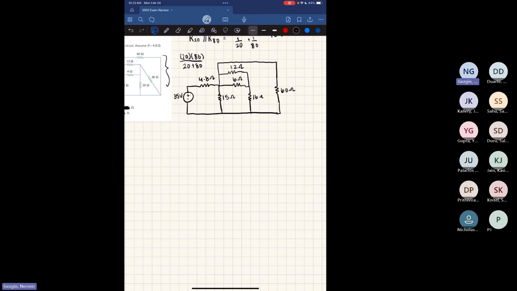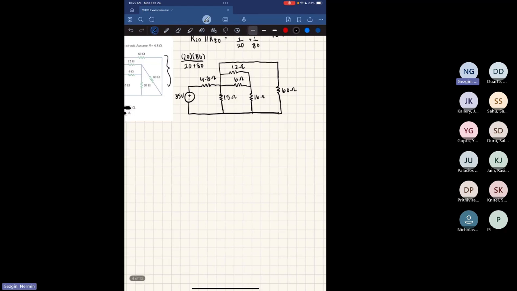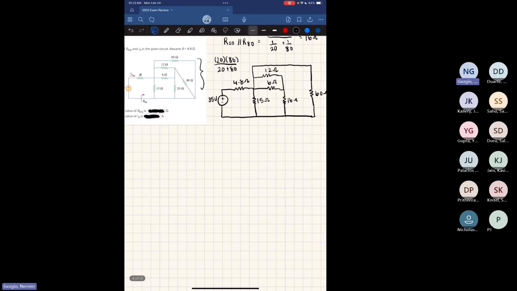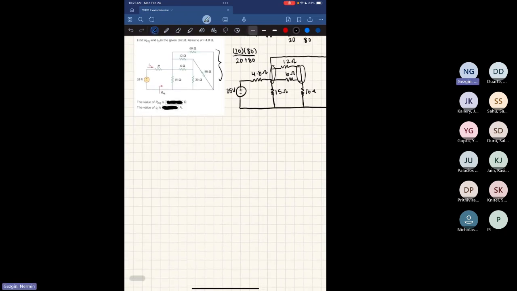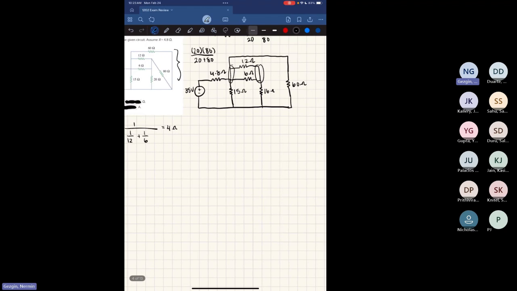So now what we do next is we look for the next combination that we can do. And here I'll combine the 12 and the 6 because they share these nodes here. And again, these two are parallel with each other. So again, we combine them. I'll just write 12 and 6 like this for those two resistors. So we have 1 over 12 plus 1 over 6, which is equal to 4 ohms. Again, let's redraw this so we can visualize.